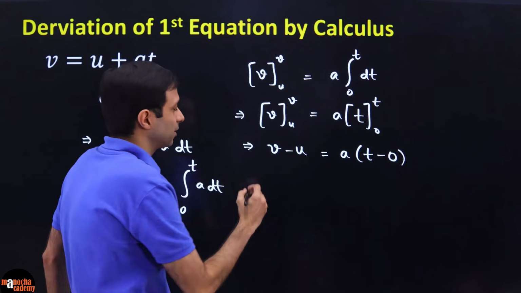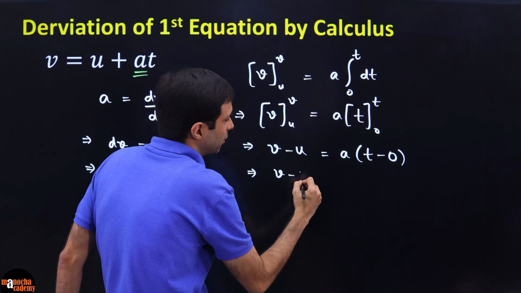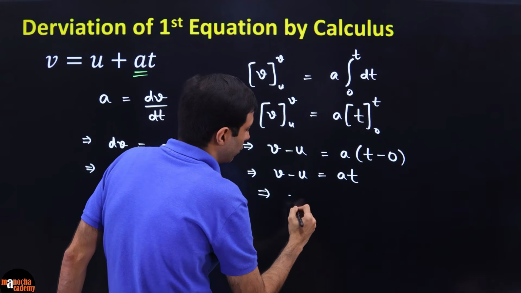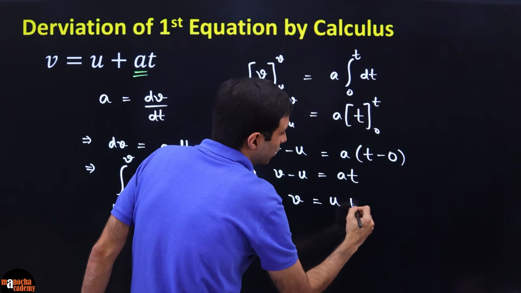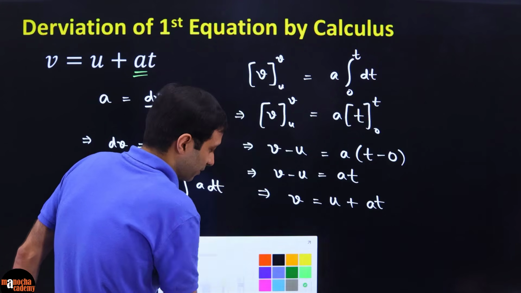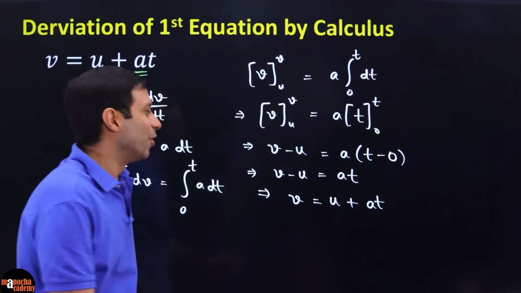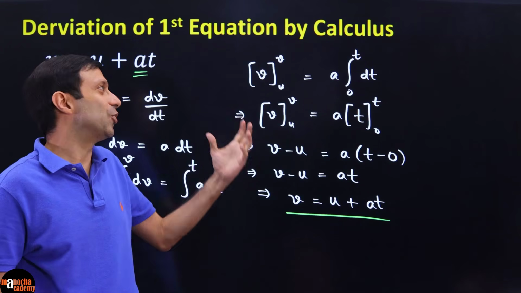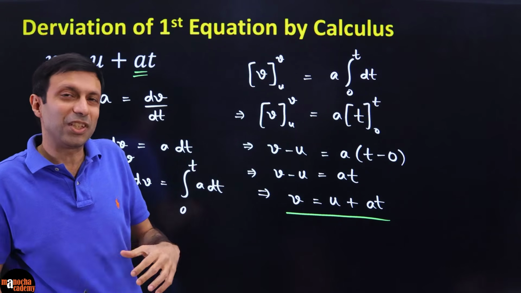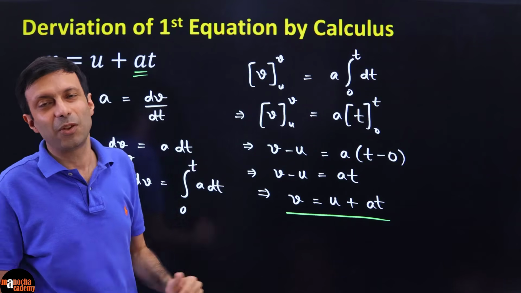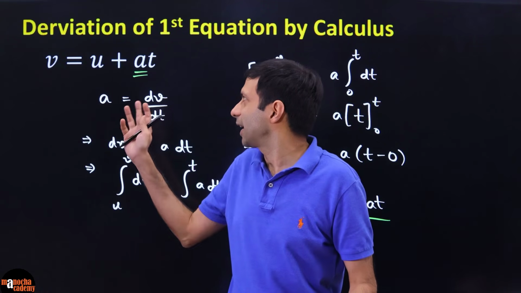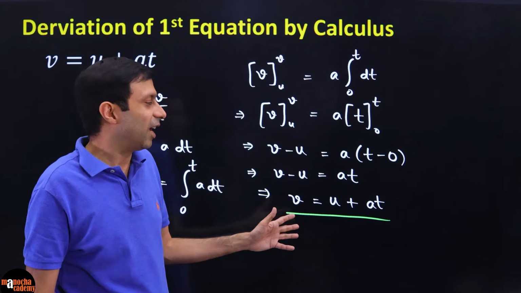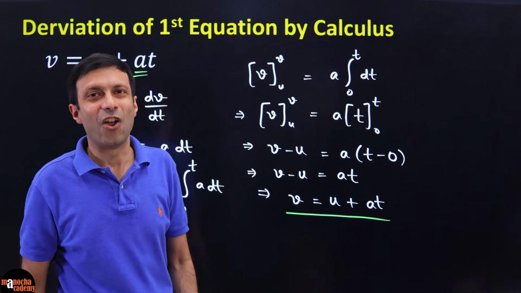Now go ahead and simplify this. This is very easy. V minus u equal to at. And if you rearrange it, what do you get? V equal to u plus at. And there you go. We have our first equation of motion, and yes, we have derived it using calculus. So we just applied simple integration here, starting with the formula of acceleration, or you can start off with dv equal to a dt, right? And there we have got our first equation of motion.